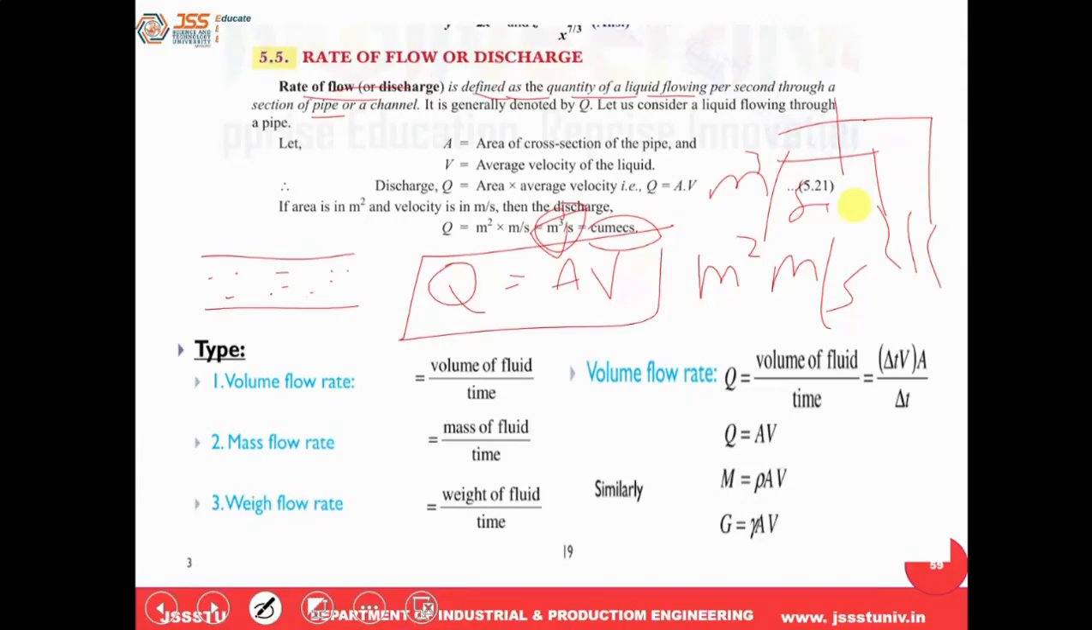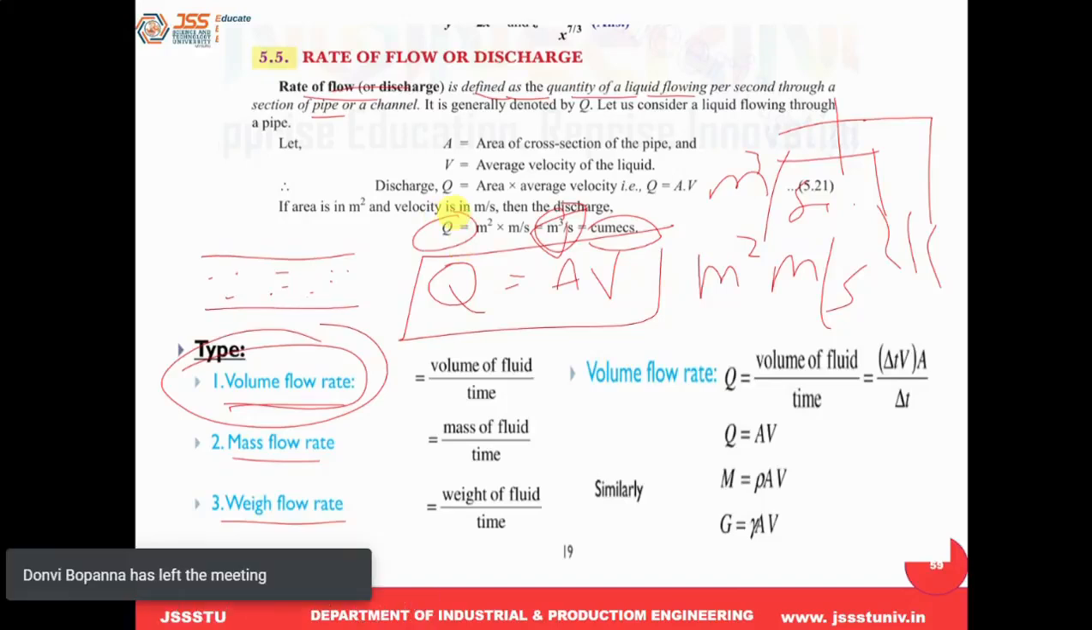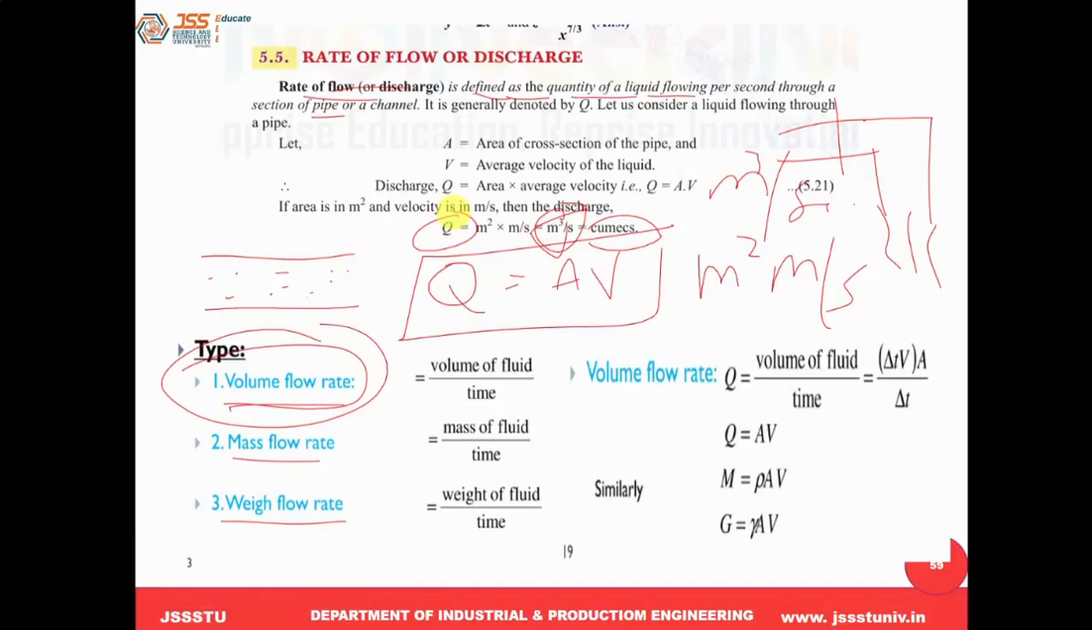In this flow rate we are going to measure in three ways: volume flow rate, mass flow rate, and weight flow rate. So what is volume flow rate? Based on volume, how much volume of water or fluid is flowing with respect to every unit of time. That quantity, volume with respect to time, is called the volume flow rate. It is nothing but Q. Q always measures the volume flow rate. And how to calculate it? A into V will give the Q.